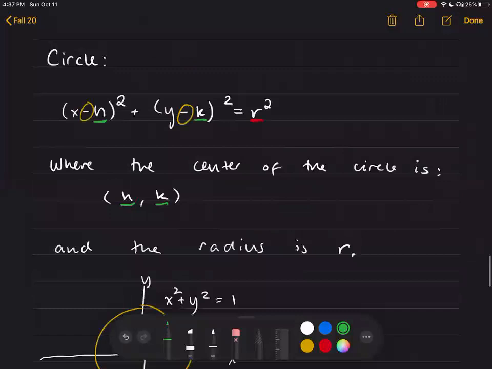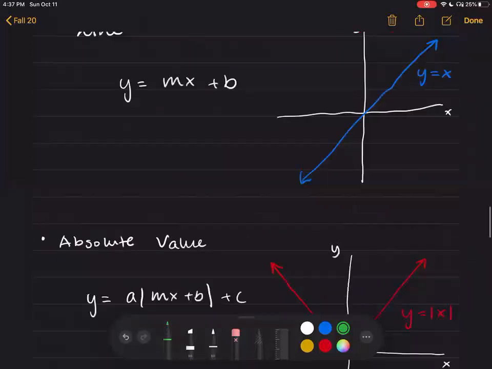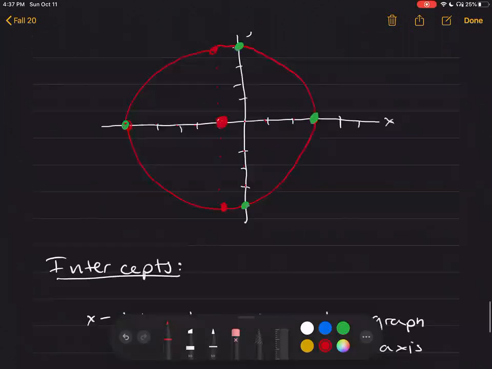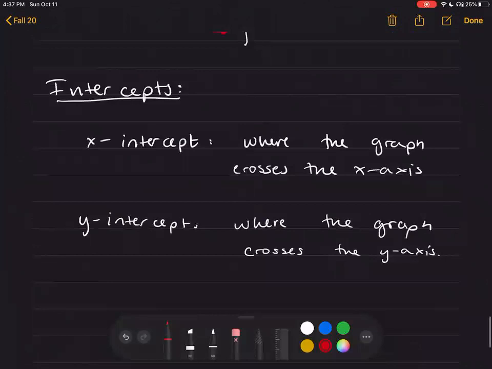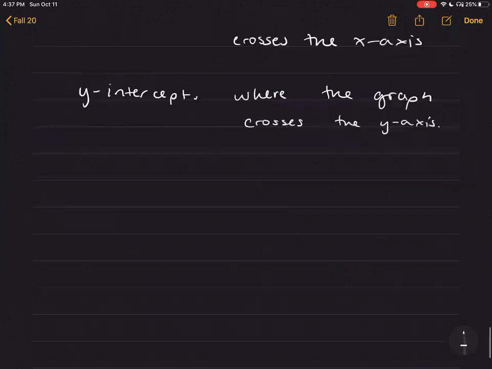And if we looked at, say, this line, its x and y intercept are the same, with the origin right here. So intercepts are important because sometimes they are actually solutions to equations, especially when we're looking at quadratics. So we need to know how to find them. So let's look at an example.